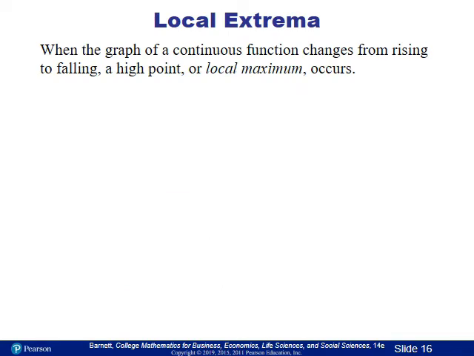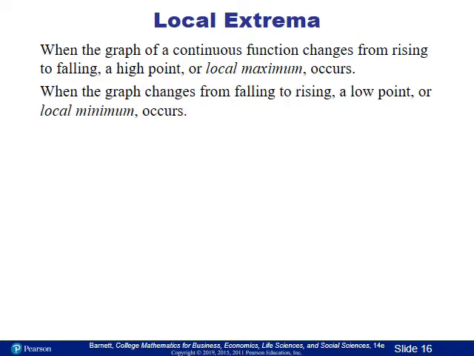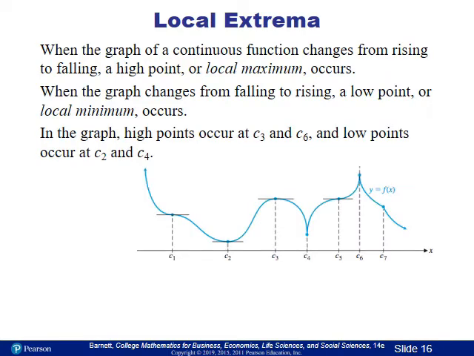Now local extrema. When the graph of a continuous function changes from rising to falling, or from a high point, a local maximum occurs, and vice versa. When the graph changes from falling to rising, or from a low point to a high point, then it is a local minimum. Like here you can see that the graph is decreasing, so this is a local minimum. Further decreasing, this is also a local minimum. Now it is increasing, this is a local maximum. Then decreasing, this is a local minimum. Increasing, maximum, maximum, minimum, minimum.